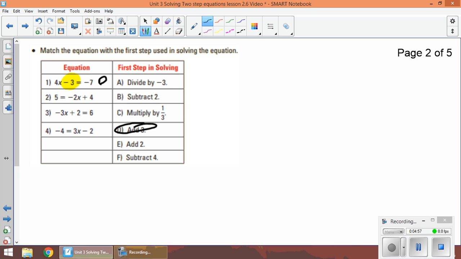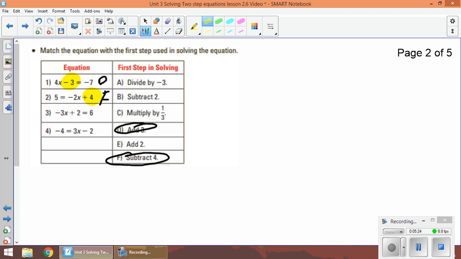Okay, in number 2, it's negative 2x plus 4. So what's the inverse of adding 4? The inverse or opposite of adding 4 would be F, subtracting 4. So why don't you take a second and try 3 and 4 on your own. You would pause here, try 3 and 4, and then we'll go through the solutions together.